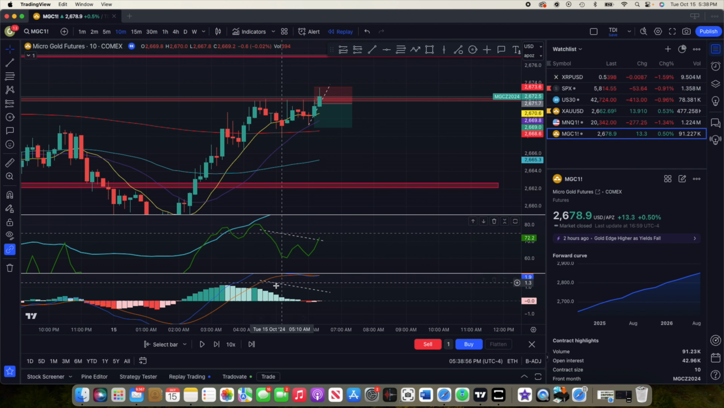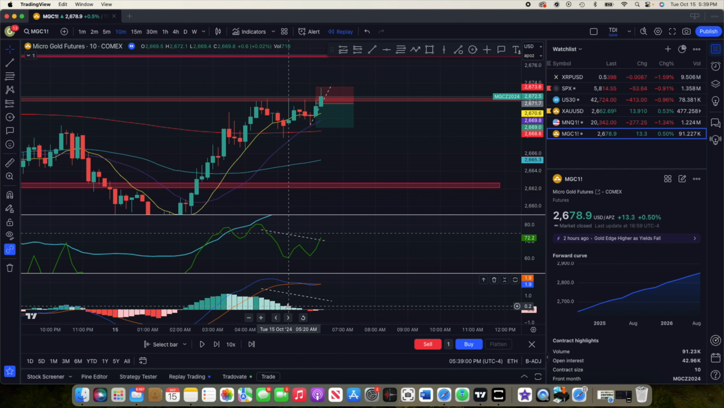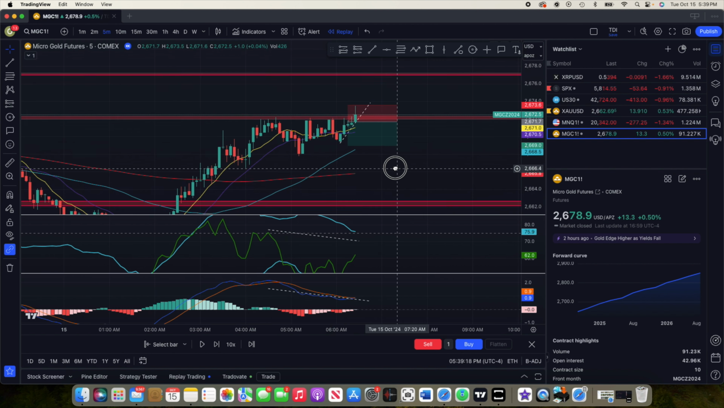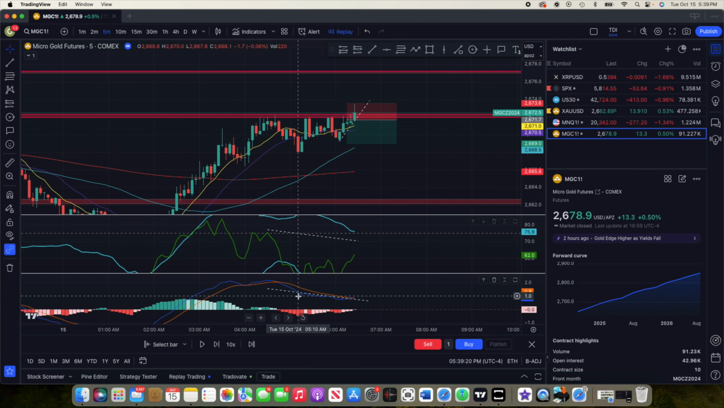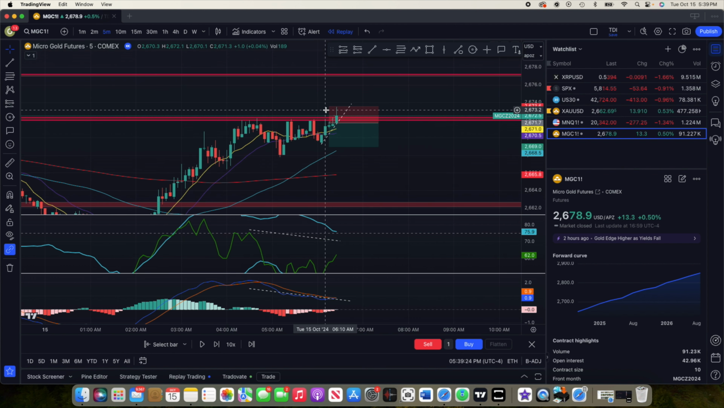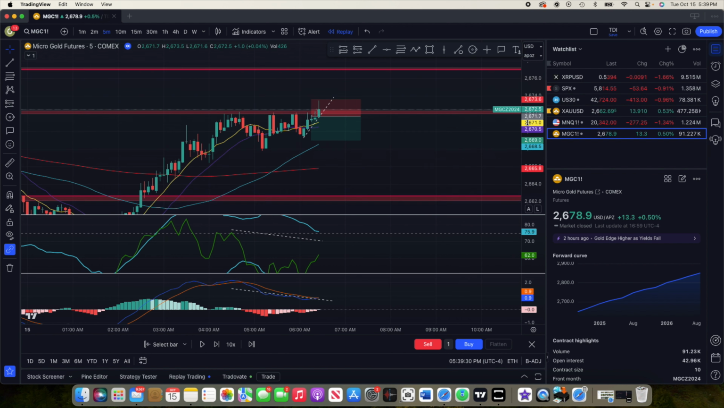Bearish divergence here, bearish divergence here with the bar graphs. And then on the 5 minute, we're still seeing a bearish divergence. As price is moving up, we see volume going down, MACD line going down, TDI going down. So that's what we're looking for.